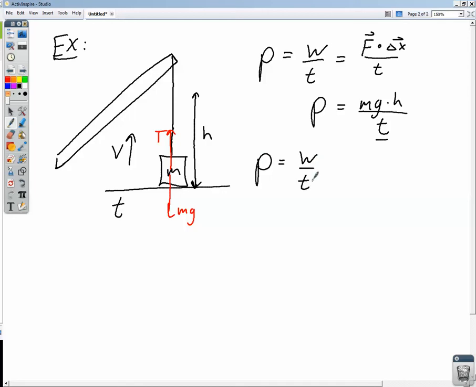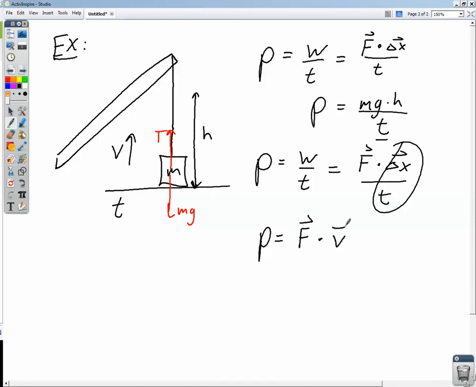And if we also take a look at the fact that we have the equation F times delta x up here divided by t, we should remember that delta x divided by t, oh, that's something special. That's going way back in the day. Displacement over time, that's velocity. So here's another equation for power. It's force times the velocity. Specifically, it's force dot product with velocity, but just force times velocity.